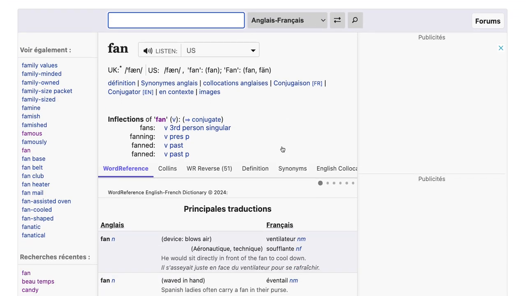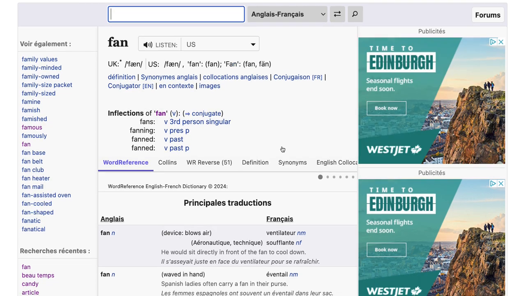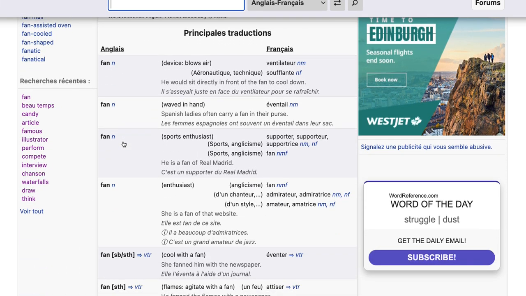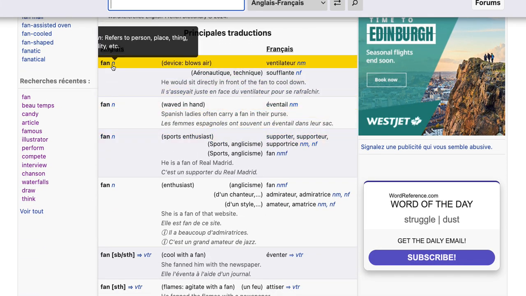Okay, WordReference is going to show you several things here. Principale traduction, these are the main translations of the word fan. You can see the part of speech that the word belongs to. So this is a noun. And then it's going to give you an explanation of this translation of the word, this meaning of the word.